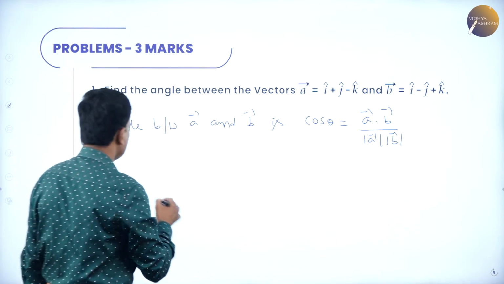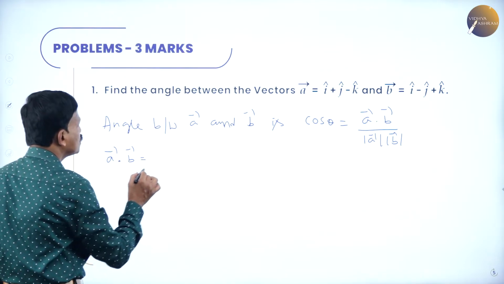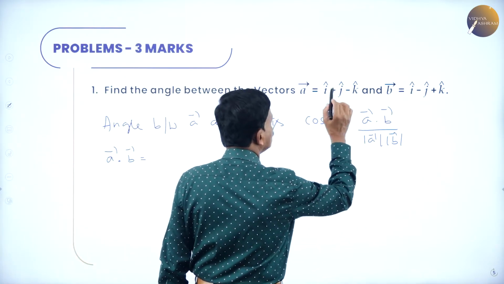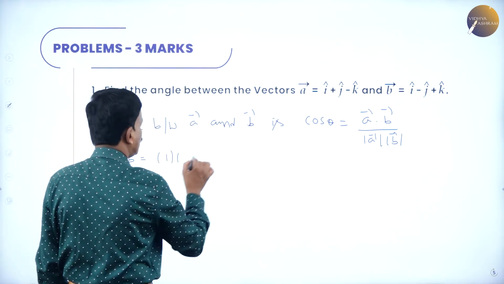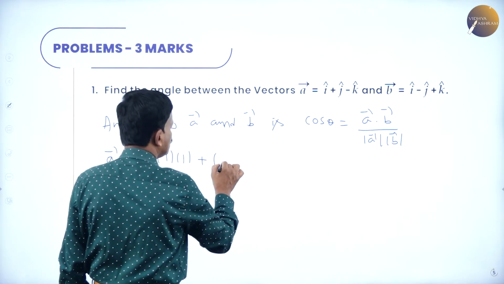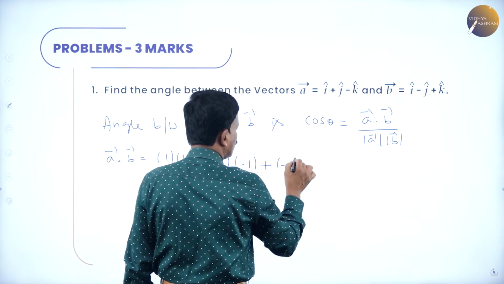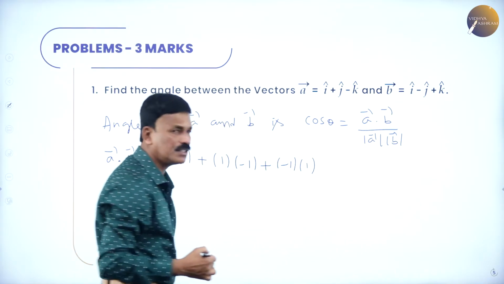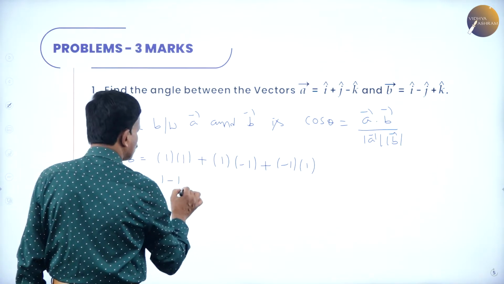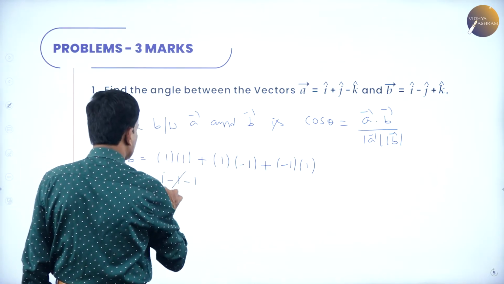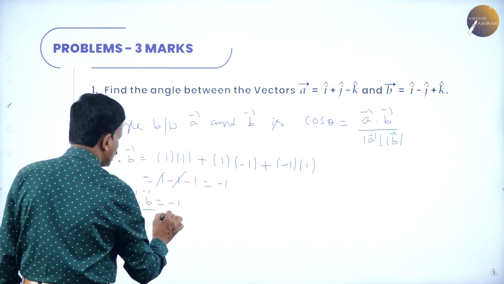Okay. Now, what is a dot b? You know, a dot b is the dot product. The coefficients of i, j and k cap must be multiplied and added. So, coefficient of i is 1 and 1, plus coefficient of j is 1 and the coefficient of j is minus 1, plus coefficient of k is minus 1 and in the second vector, the coefficient of k cap is 1. Simplify this. 1 into 1 is 1, 1 into minus 1 is minus 1, minus 1 into 1 is minus 1. Minus 1 plus 1 gets cancelled. This is minus 1. So therefore, a dot b is equal to minus 1.